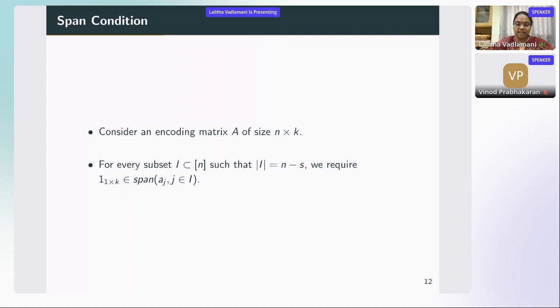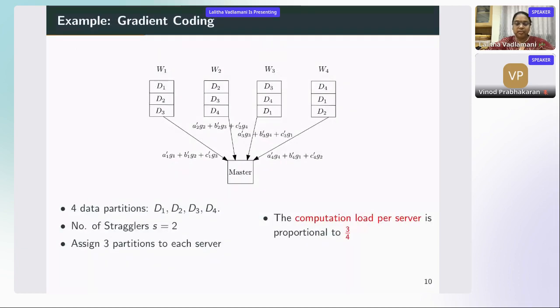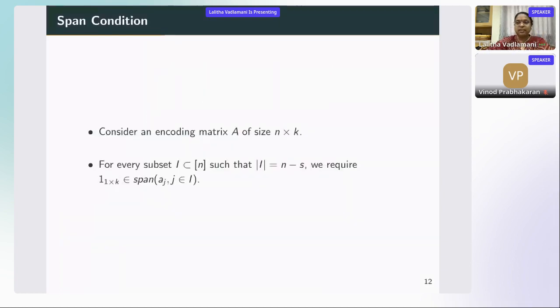As we have seen here, all these A1 prime, B1 prime, C1 prime, etc., cannot be picked arbitrarily. There is a condition that the coefficients have to satisfy to be able to tolerate, in this case, any two stragglers. And the condition that they have to satisfy is known as a span condition. The span condition is just that for any subset of N, 1 to N, of size N minus S, the all ones vector should be in the span of that.